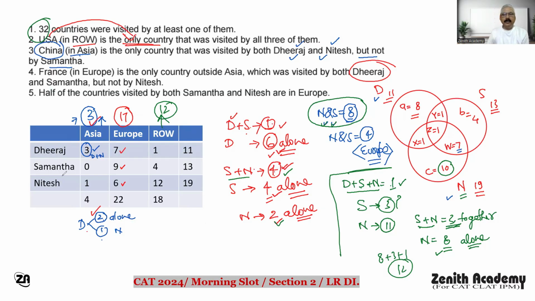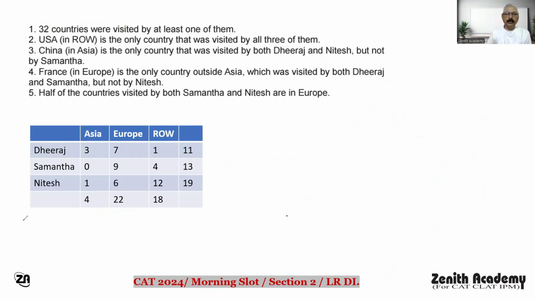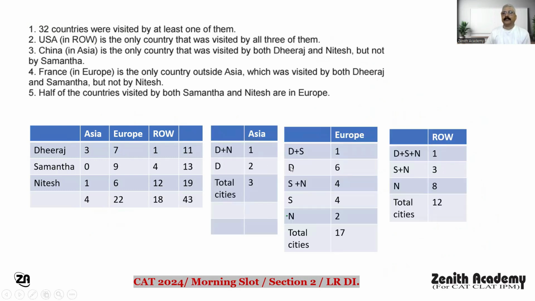So now see the final presentation of this. So Dheeraj, Samantha, Nitesh, in Asia, Europe, rest of the world. So in Asia, Dheeraj and Nitesh 1, Dheeraj alone 2, total countries is 3. Here, Dheeraj plus Samantha 1, D 6, S plus N 4, alone S 4, alone N 2. The total number of countries in Europe 17. And in the rest of the world, D plus S 1, S plus N 3, and alone Nitesh is 8, and the total countries are 10. So I think now it is easy to answer the questions.